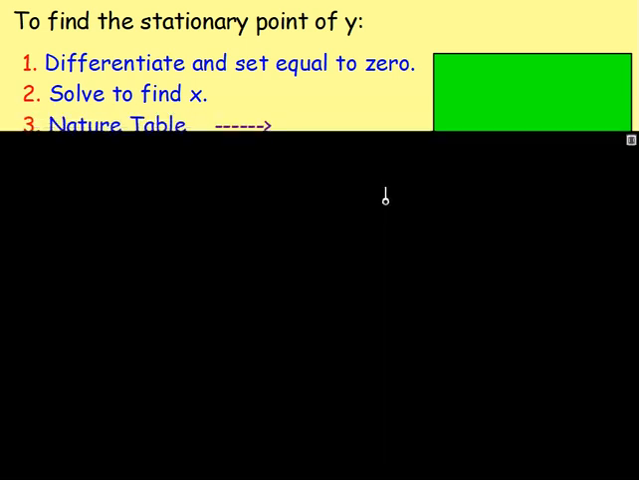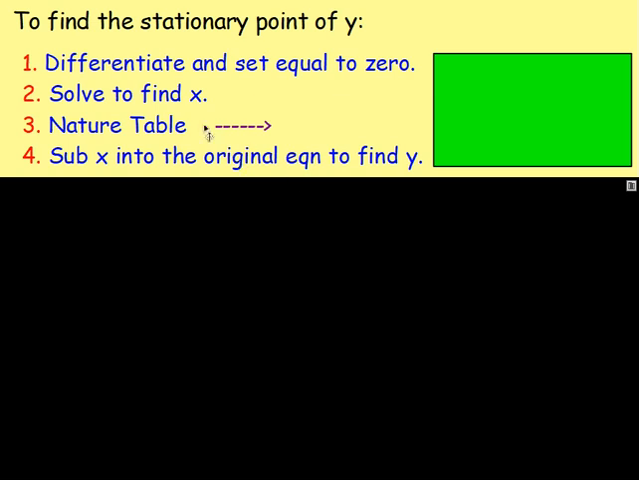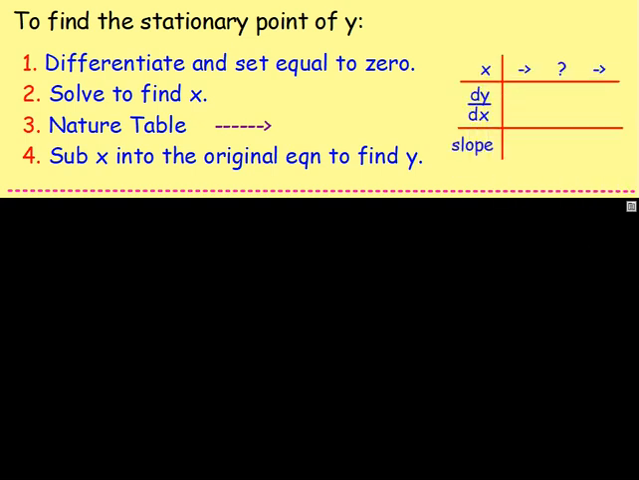You will then use what's known as a nature table, which I'll show you in a second, to find out if it's a maximum or a minimum or a point of inflection, and then you'll know if it's a maximum or minimum. You'll know the x value, but to get the y value you sub x into the original equation to find out what y will be. Now your nature table looks something like this. And I'll show you this through an example, and I'll talk you through it.